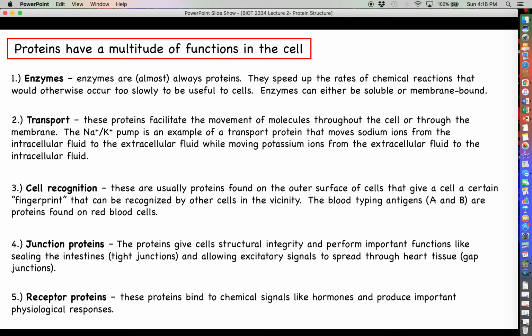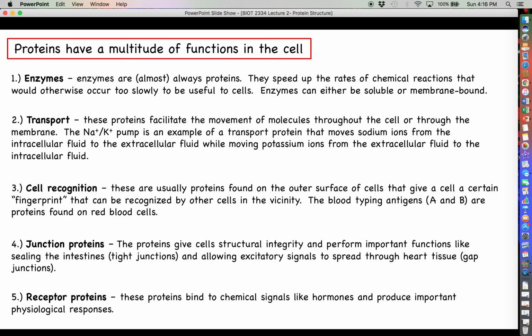A good example of solutes that cannot move through the membrane ordinarily are sodium and potassium. So a specific type of protein, a transport protein that we're going to look at called the sodium-potassium pump, is going to move sodium and potassium ions across the membrane for the sake of maintaining physiological homeostasis.